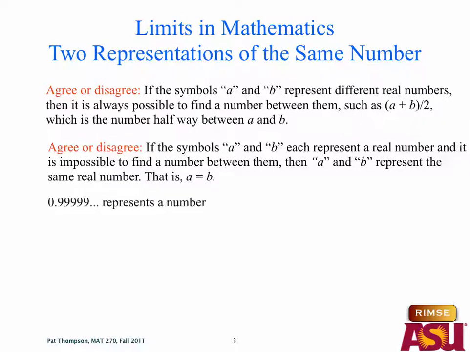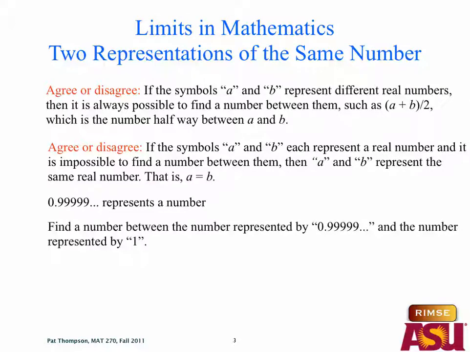Okay. All right, so 0.99999, 9's forever. That represents a number, right? So find a number that's between 0.99999 going on forever and 1. Can you find a number that's between those two? That's greater than this and less than 1. Can you do it? Tell me what it is. Some people are nodding their heads. No, but this goes on forever. Tell me a specific number.